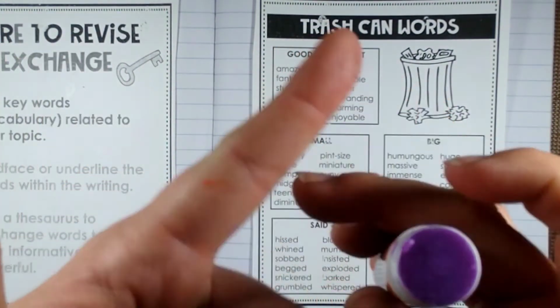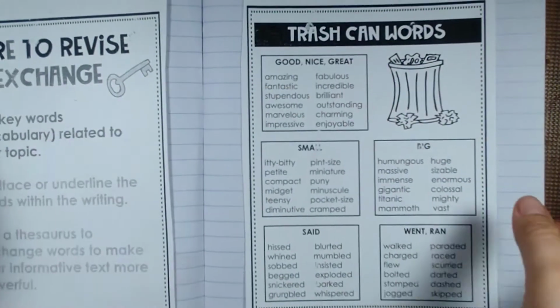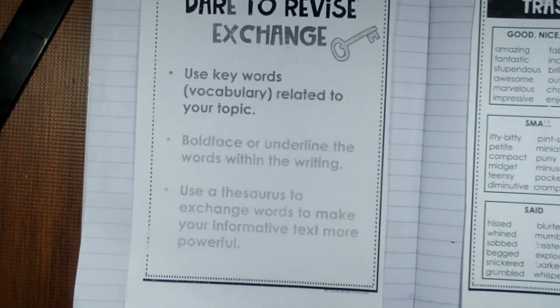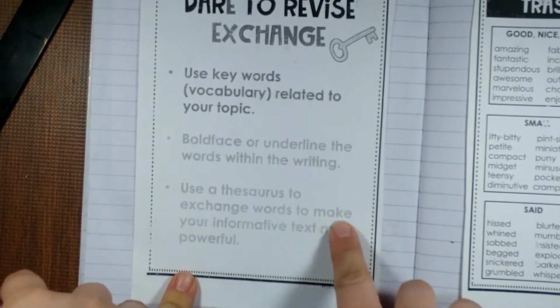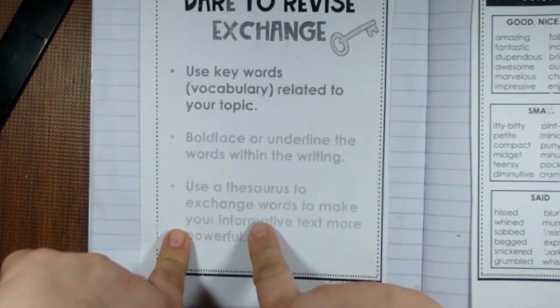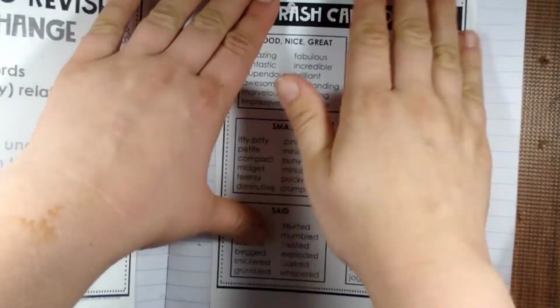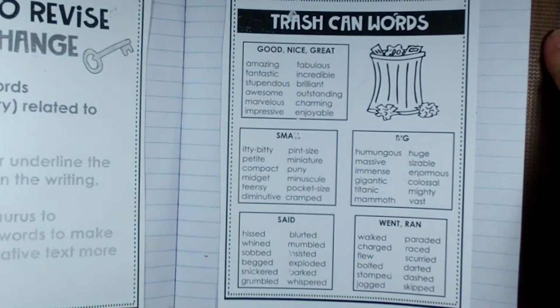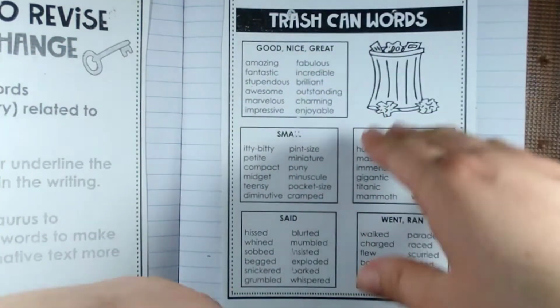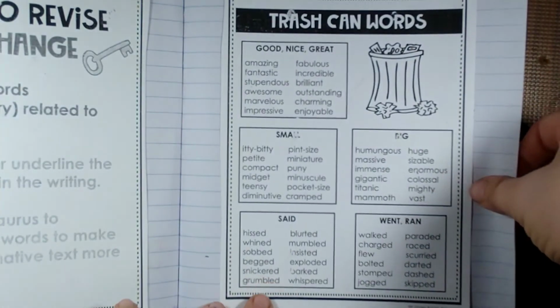All right, so when we exchange words, I'm going to glue this in. We're going to use keywords, vocabulary related to your topic. So if there's something that is specific to your topic, like it's a science topic, especially when you're doing informative, make sure that you're using those words that are key words that you find in the text. Especially if they're bold, you want to include those. And then if you are writing in class, use a thesaurus to make your informative text more powerful. Now, obviously, you can't use a thesaurus if you're writing on a test, but these are some ways for you to remember what kind of words you can exchange when you don't have a thesaurus.